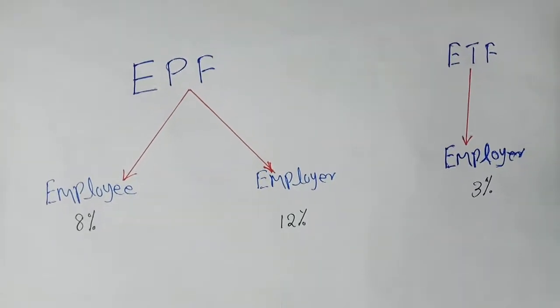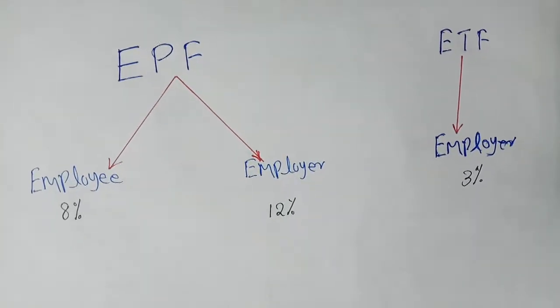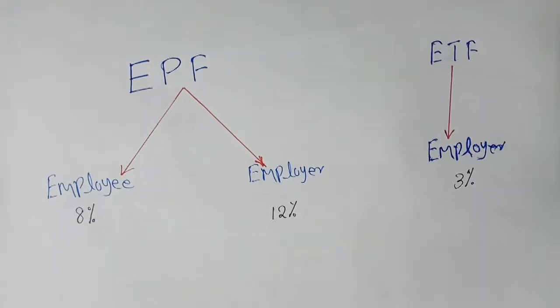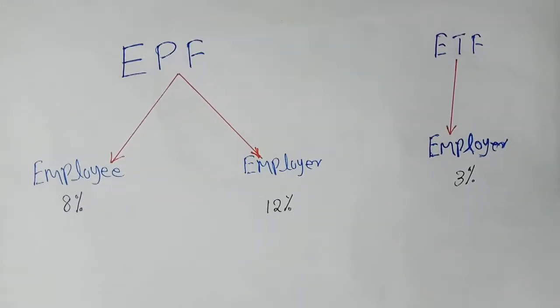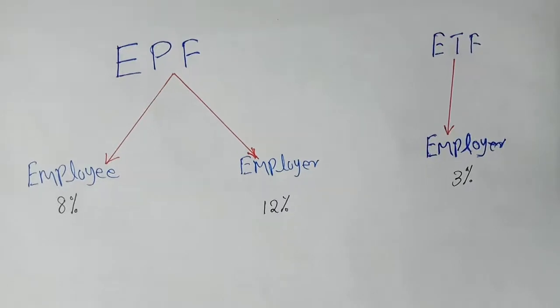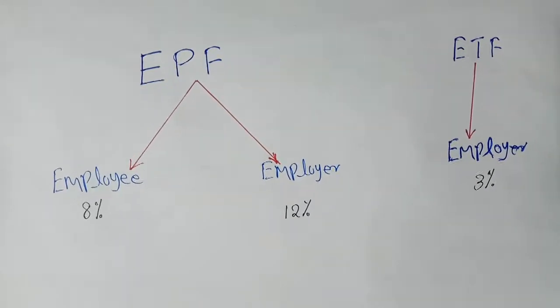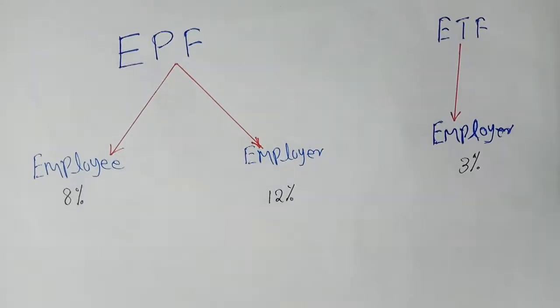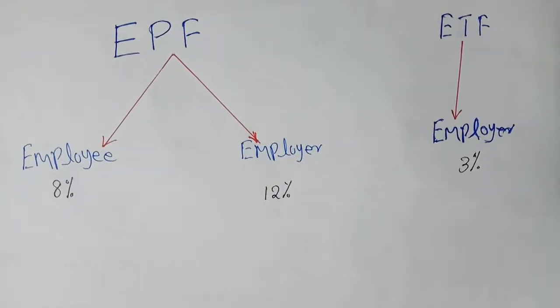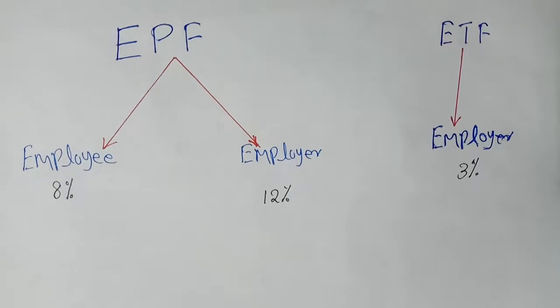For EPF, both employee and employer give their contribution. But for ETF, only the employer gives a contribution. Based on the EPF Act, employee 8%, employer 12%. ETF, only employer 3%.